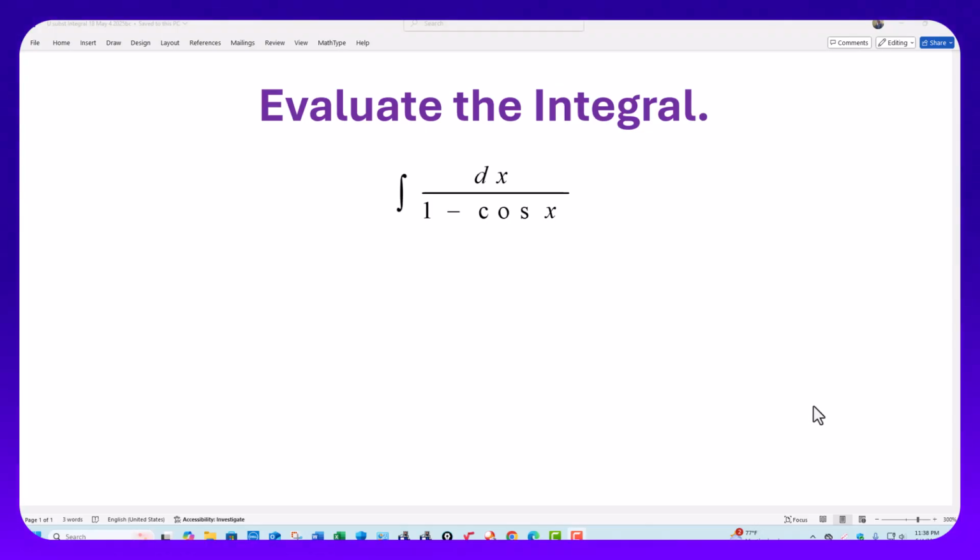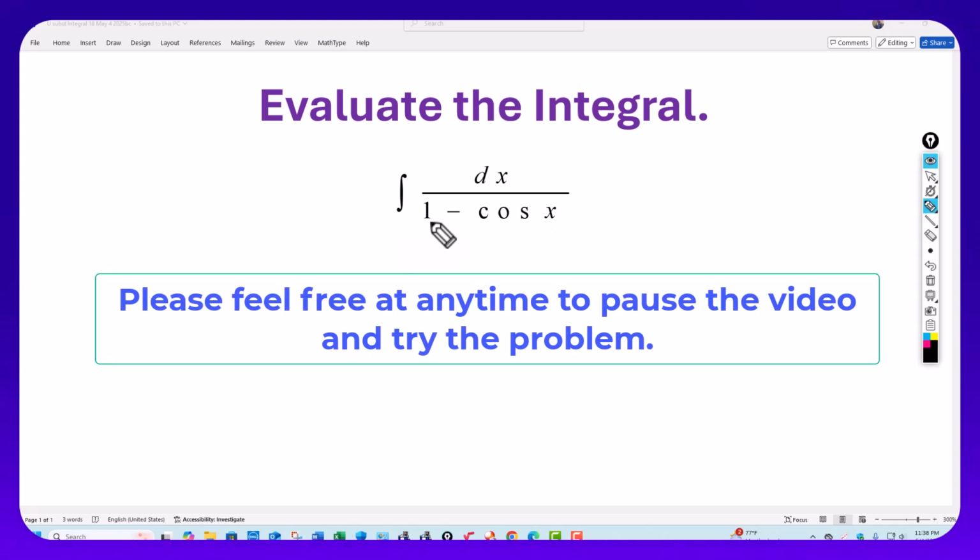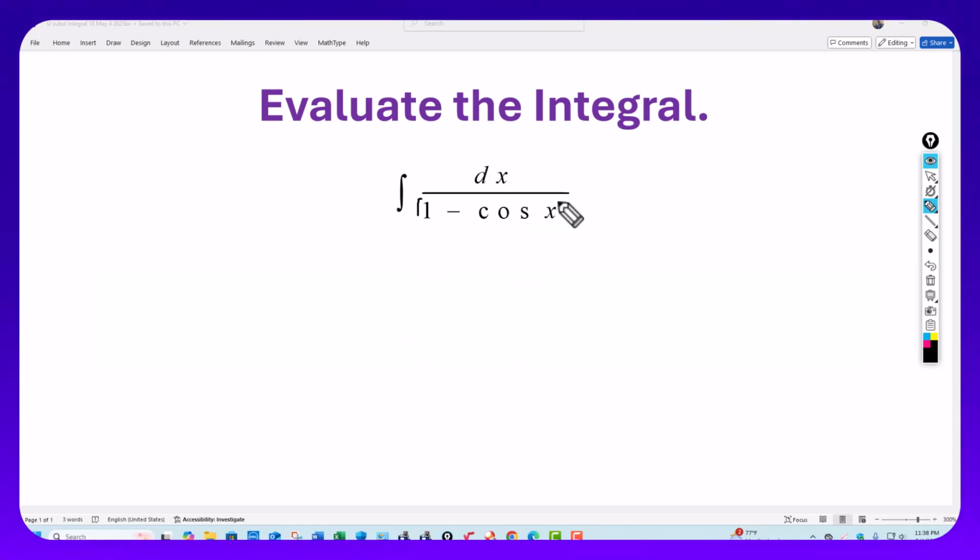In this video, we're going to evaluate the integral of 1 over 1 minus cosine of x. Now, as given, a U substitution is not going to work here. Other techniques you can use, multiplying by a conjugate, especially when you have a radical involved. Similar process here, multiplying by what would be the conjugate of 1 minus cosine of x, which is 1 plus cosine of x. Multiplying the numerator and denominator by 1 plus cosine of x.